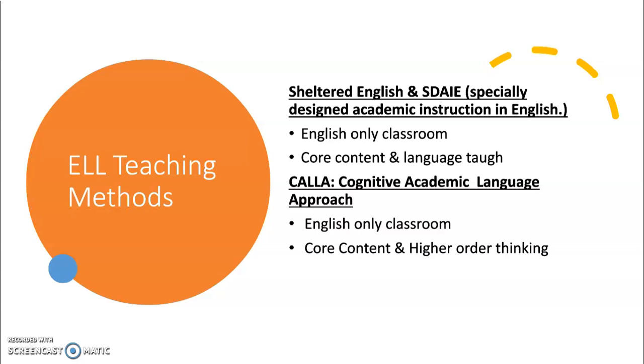CALLA, or Cognitive Academic Language Learning Approach, focuses on the core content and higher order thinking, such as metacognitive strategies, while developing language skills. It is a strategy that many believe should only be used with intermediate or advanced fluency students, while others say it makes content accessible to all stages of development.